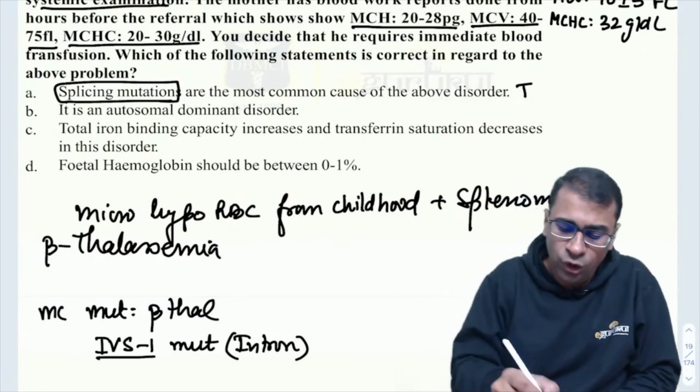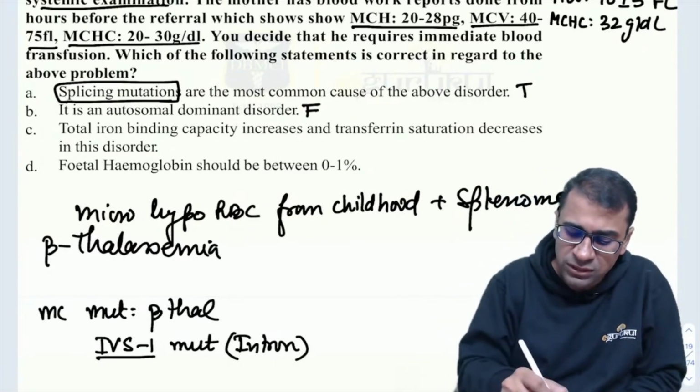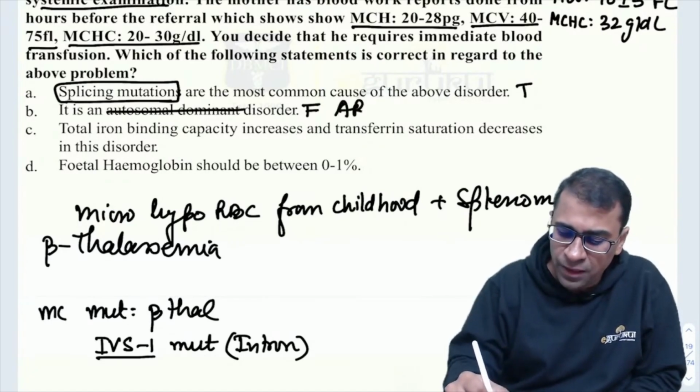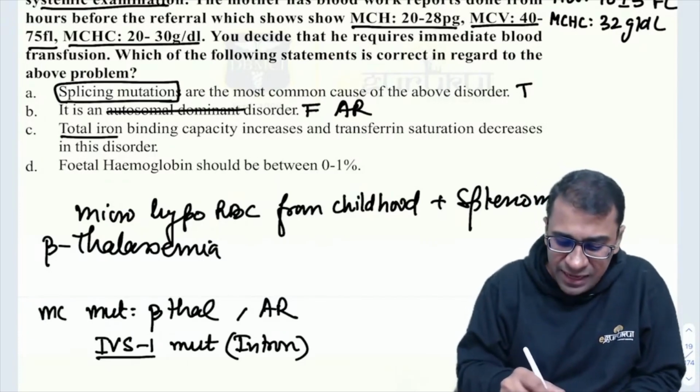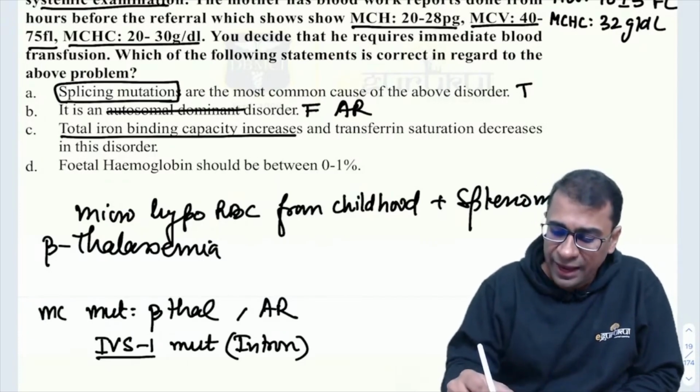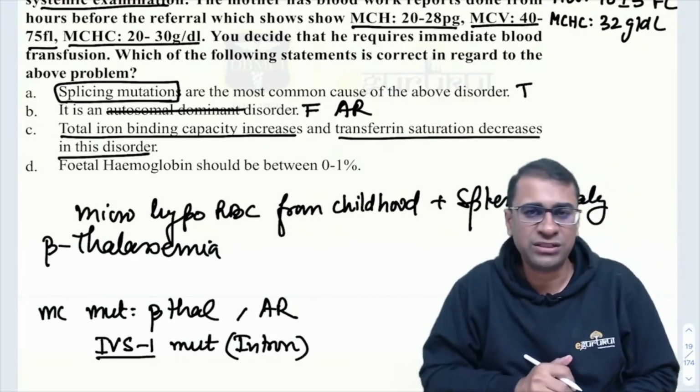Okay? It's an autosomal dominant disorder. No. It is false. It is autosomal recessive. Remember, beta thalassemia is autosomal recessive. TIBC increases and transferrin saturation decreases in this disorder. So this is very important to understand.